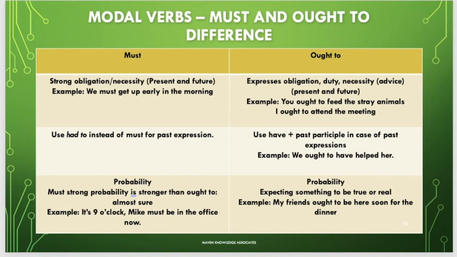Ought to is also used in case of probability, but it is less likely than must. So expecting something to be true or real. My friends ought to be here soon for the dinner. So it's more like an expectation. Okay, you're not very sure, you are just expecting.